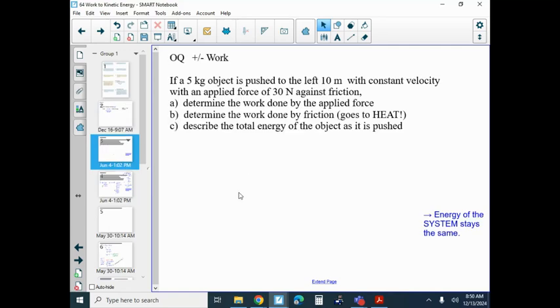So as a starting question here, if you want to press pause and give it a try, we have this situation where we have a 5 kilogram object pushed to the left 10 meters. It's constant velocity, an applied force of 30 newtons against friction. That's worded kind of badly, but we have an applied force and it's against friction, right? So determine the work done by the applied force, determine the work done by the friction force, and describe the total energy of the object as it is pushed.